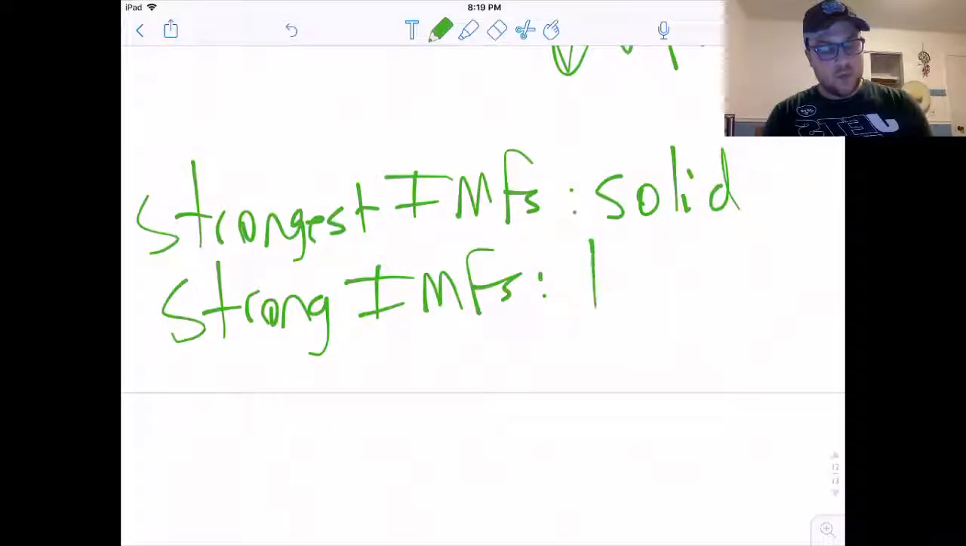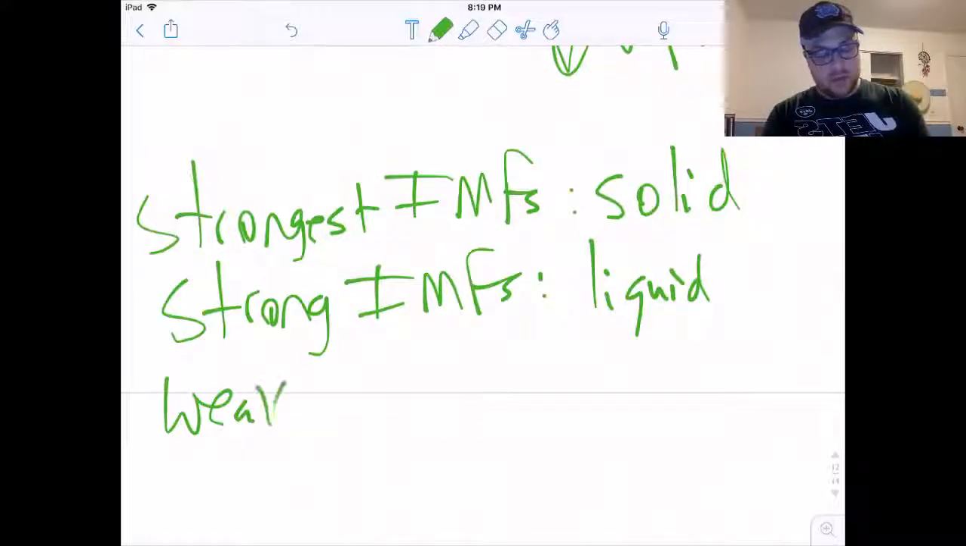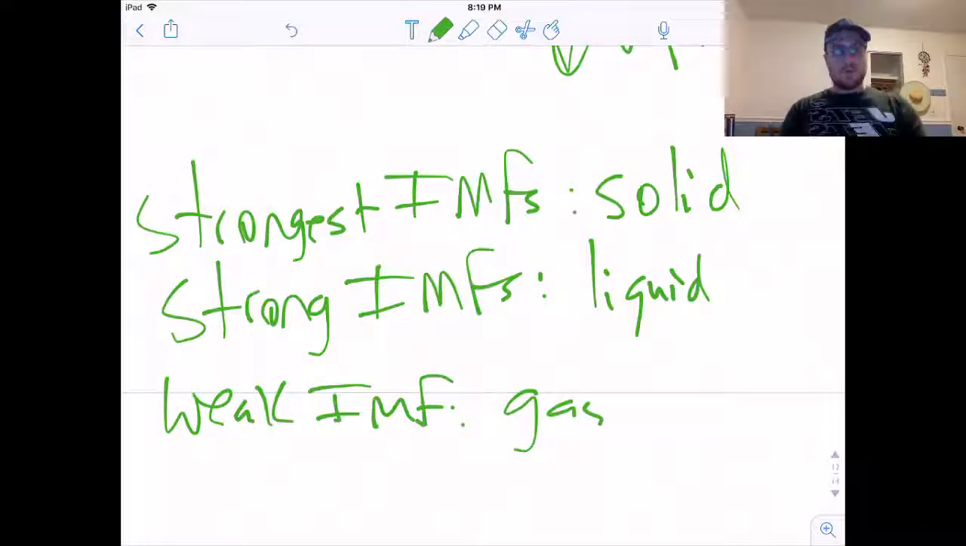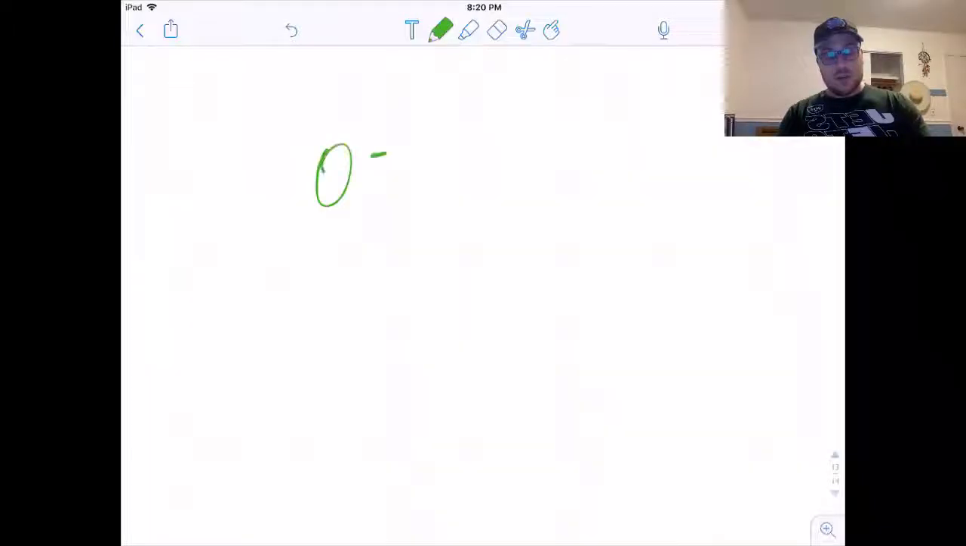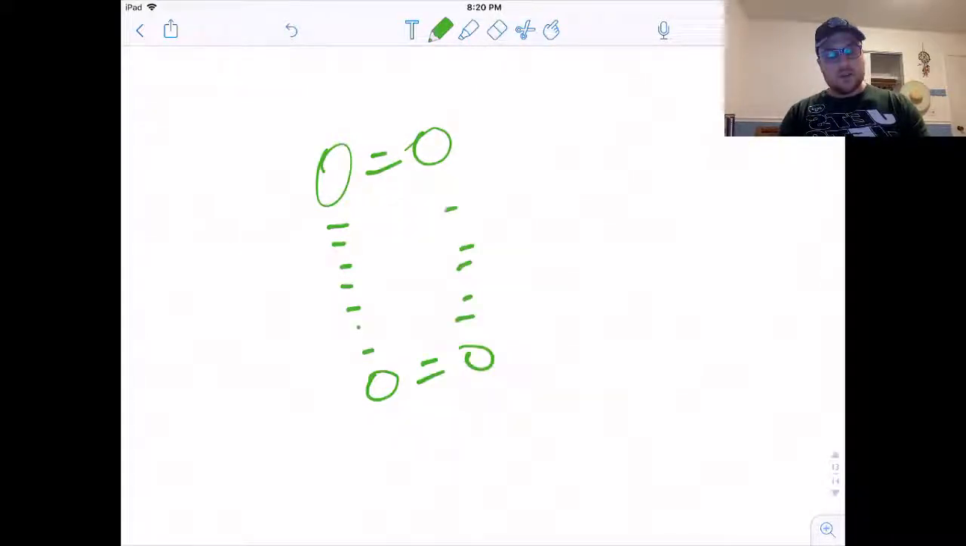Oxygen, you would say, has weak IMFs because oxygen's a gas at room temperature and at pretty much most temperatures. Because oxygen molecules are not very attracted to each other. They're very far apart. So this force of attraction is weak. And this force of attraction is IMFs. So this attraction is weak. So that's why oxygen's a gas.